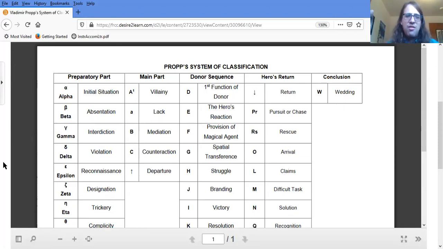Okay, I think that's everything I wanted to say. What I'm going to challenge you to do in the discussion is to go through any fairy tale and find several functions that you can talk about and say what letter Propp would give them.